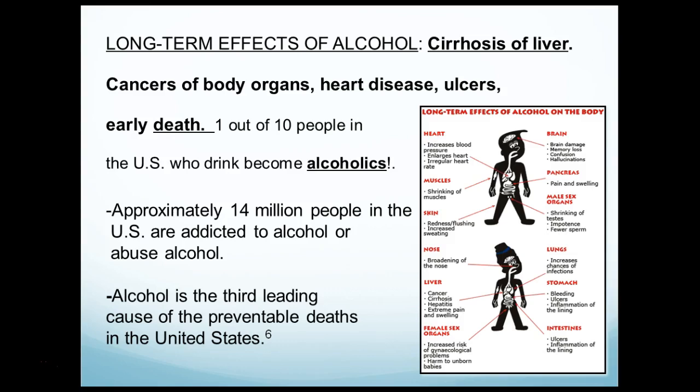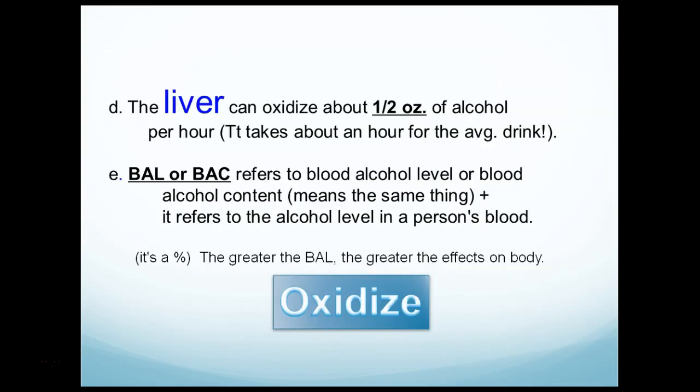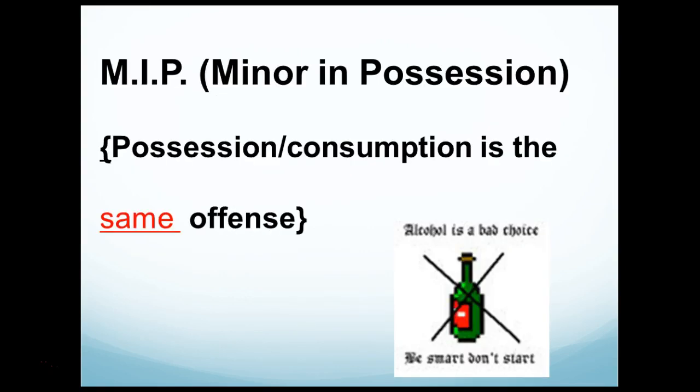If we look at those overall statistics in the United States, the liver can oxidize about a half an ounce of alcohol per hour. It takes about an hour for the average drink. BAL or BAC refers to the blood alcohol concentration or level. Like I just said, those both mean the same thing. It refers to how much alcohol is present in a person's blood. It's a percentage, so the greater the BAL or the BAC, the greater the effects on the body.